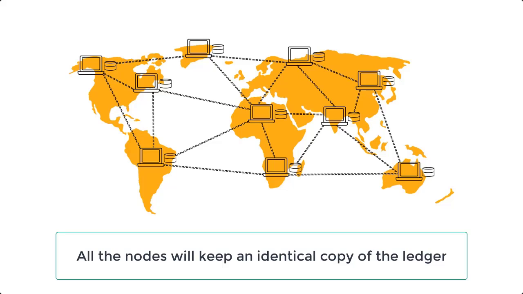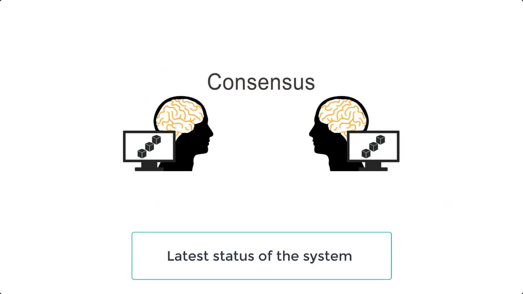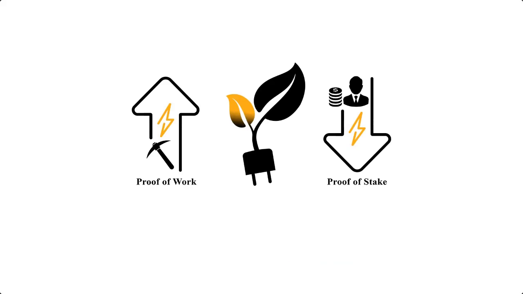These nodes need to reach a consensus about the latest status of the system, or in a simpler way, I can say, they need to keep their database similar to each other. Otherwise, they will decide based on different inputs, right? And for that, each blockchain uses its specific consensus algorithm, such as proof of work or proof of stake, the proof of work like in the Bitcoin system.